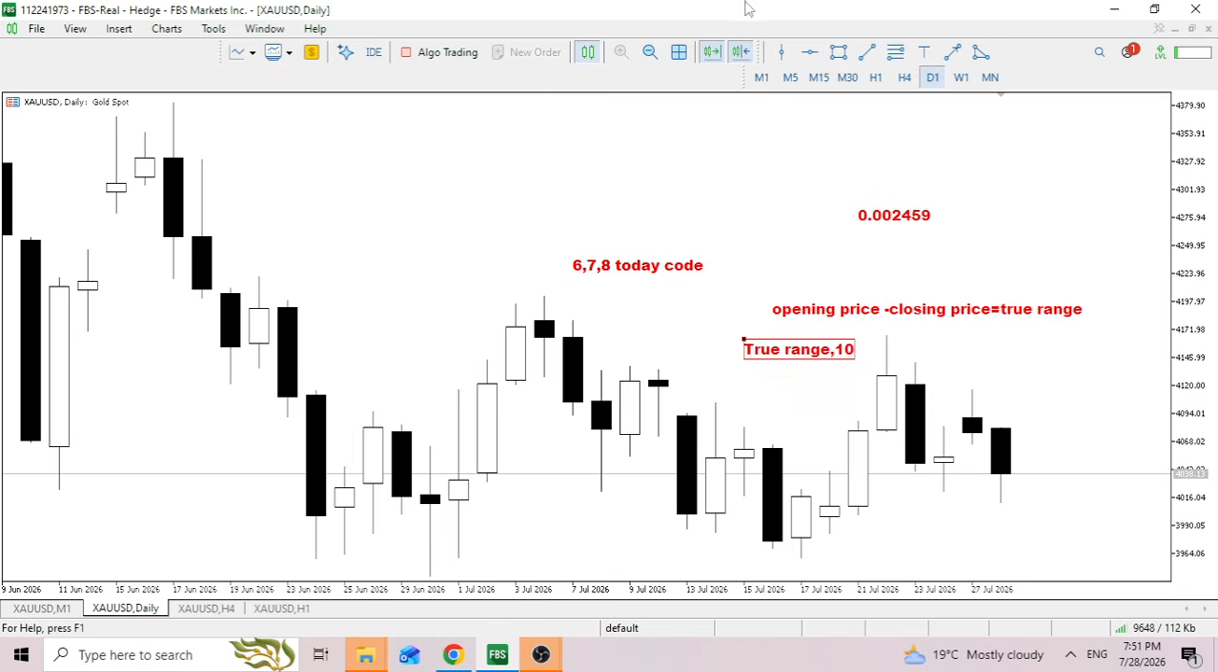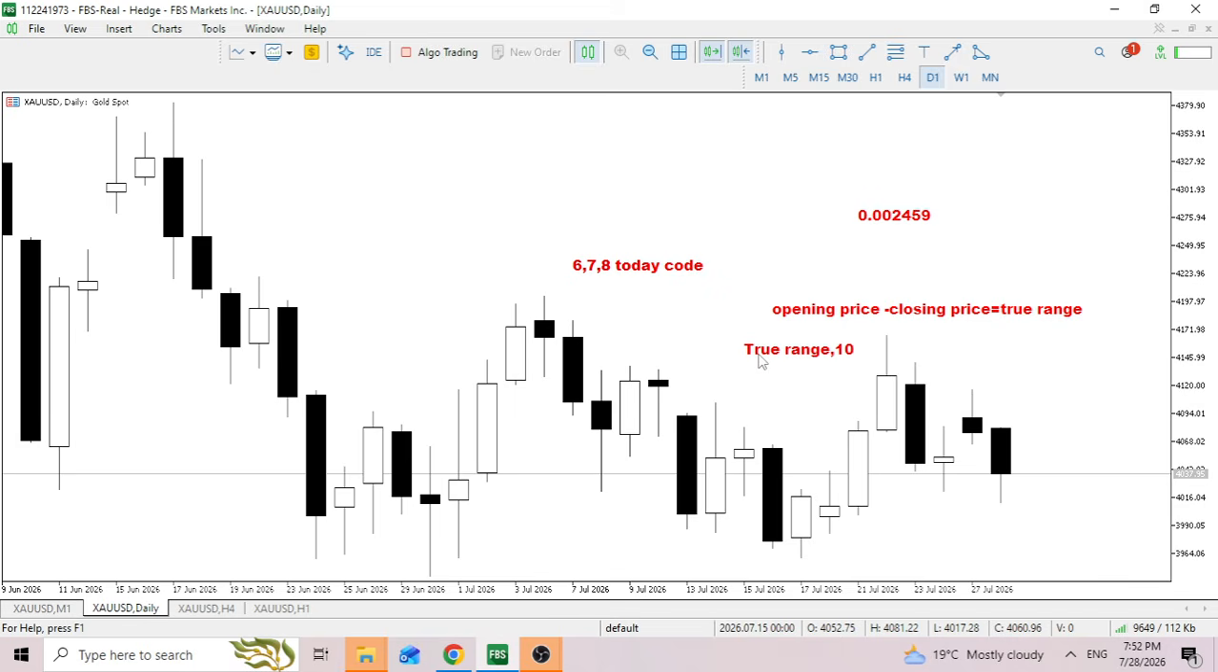So I'm getting the true range. After you get the true range, multiply by 10. Please, if you are trading another pair, you don't multiply by 10. You check the volatility of the pair you are trading. That is what you multiply with. But because I'm a gold trader, I have to multiply by 10.